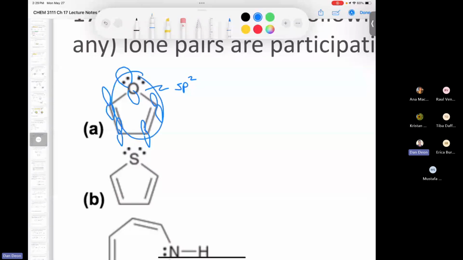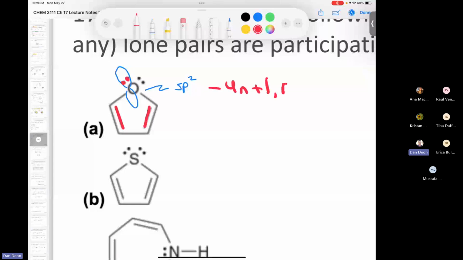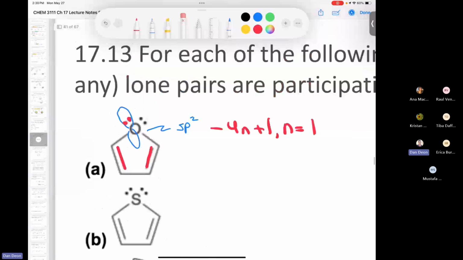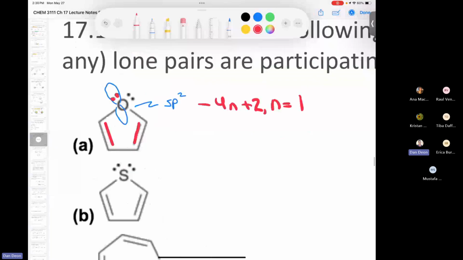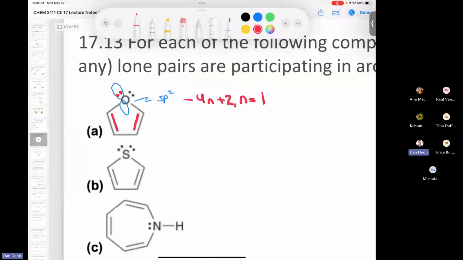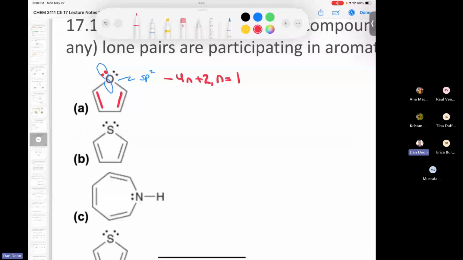So would it happen? The answer is yes, it would happen, because if it did go into a p orbital, then we would have a total of 1, 2, 3, 4, 5, 6 pi electrons. That is a Huckel number, 4n plus 2 when n is equal to 1. 4 times 1 is 4, plus 2 is 6. So that means that this compound is aromatic. Okay, this compound would be aromatic.